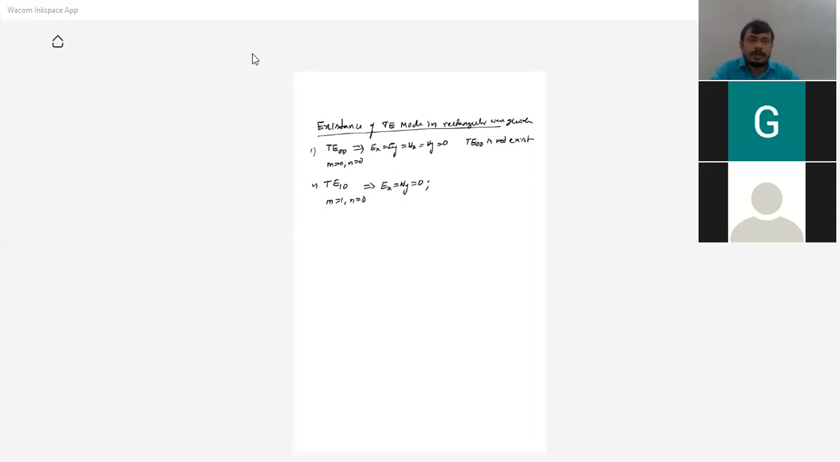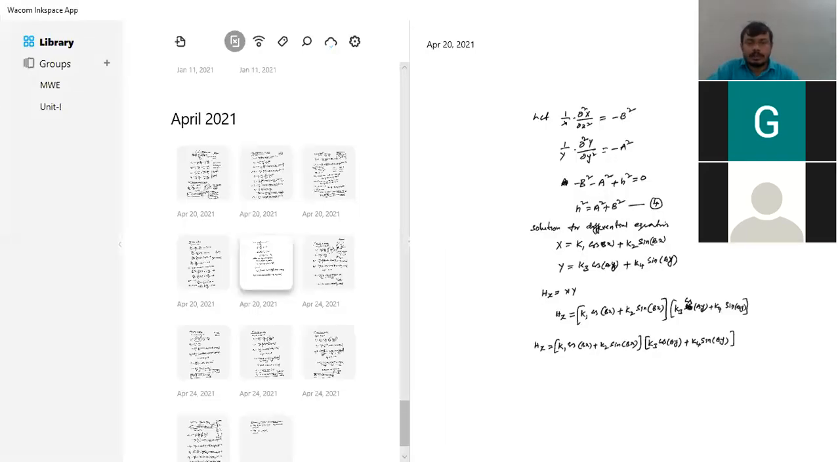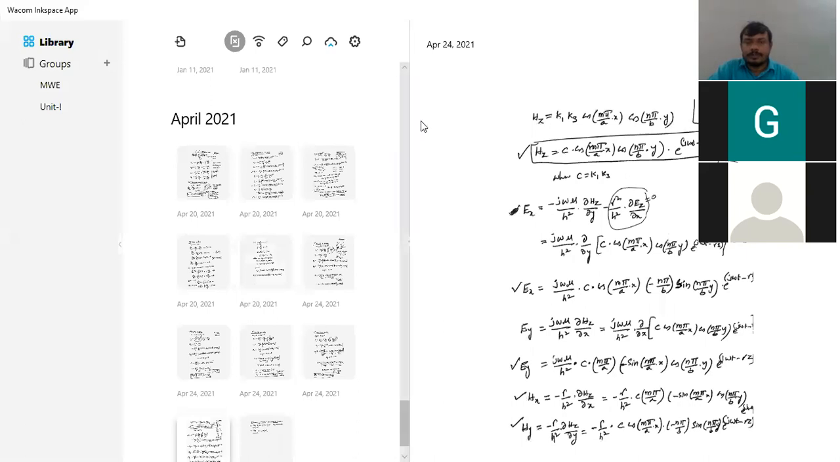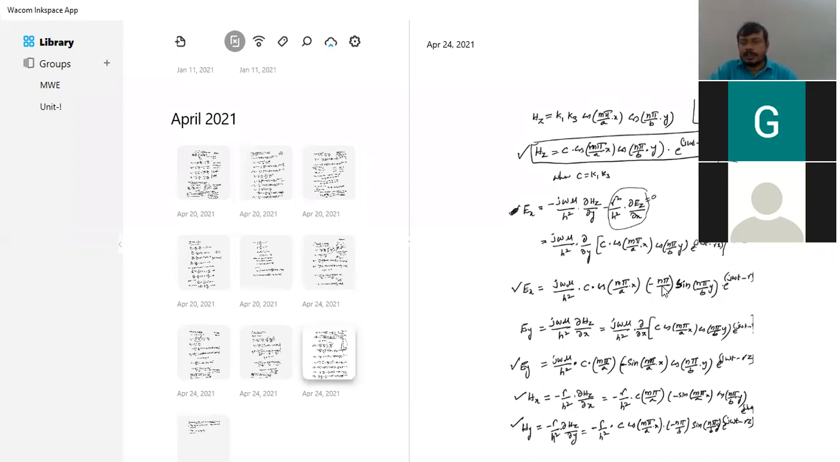See, going back to the previous case, where n is multiplied. Ex is multiplied with n, and also Hy is multiplied with n. These two, Ex and Hy, if n is 0, these two are 0, right? So Ex and Hy are 0.